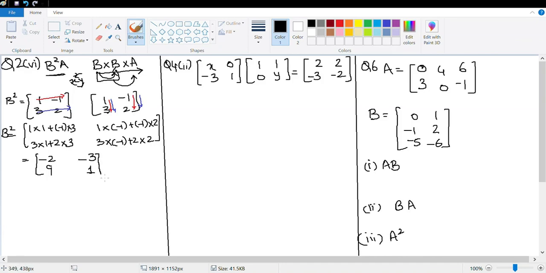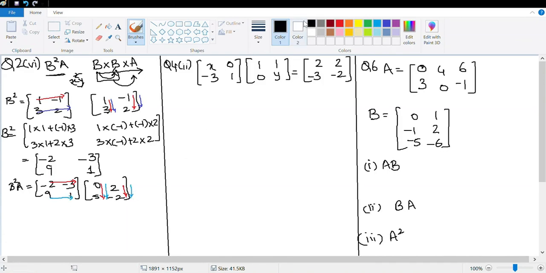So now let's do B square A. B square A will be negative 2, negative 3, 9, 1 multiplied with A, and A is 0, 2, 5, negative 2. Yes, 0, 2, 5, negative 2. Let me again put arrows for our understanding. Row 1 with column 1 followed by column 2. Then row 2 with column 1 followed by column 2.